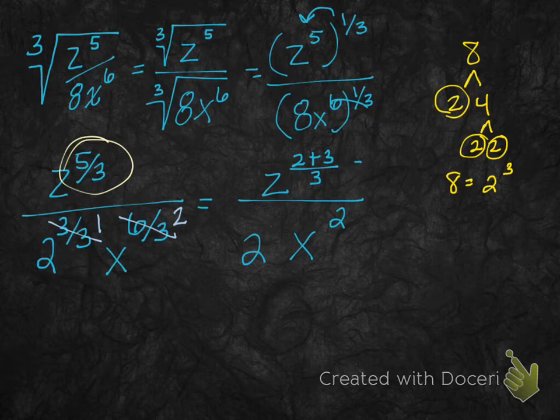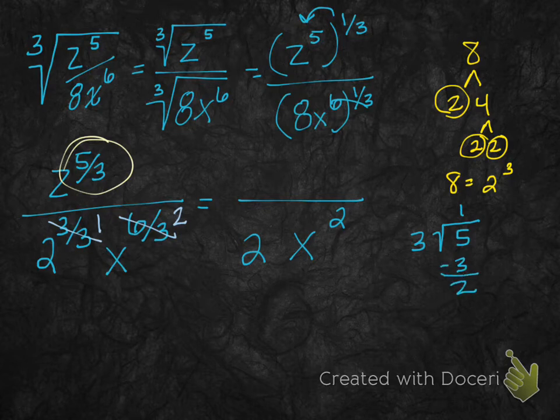I can also write the improper fraction as a proper fraction, or in other words, turn it into a mixed number. If you don't remember how to do that, you would divide 3 into 5, which goes in once, with a remainder of 2, and you would write the rest of the fraction that way. So this would be z to the 1 2/3.